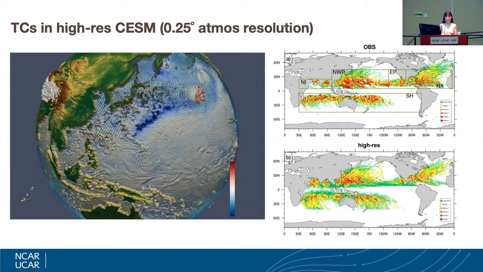However, there is some bias. The high resolution model will not be able to resolve a lot of category 5 super intense storms. And also, notoriously, there's a low bias in the North Atlantic basin.